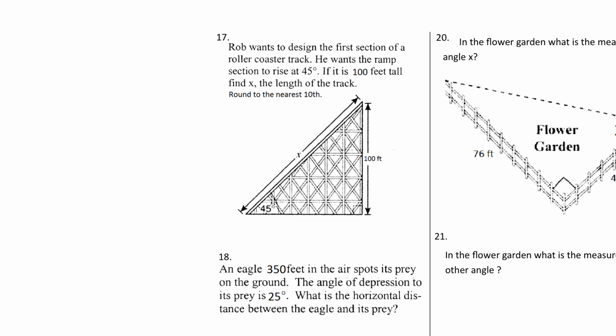So on number 17, all right, this is 45 degrees. Yeah, so this is the same thing as number 5 and 7. Both of these are going to be the same, and this is 100 times the square root of 2. Which, as a decimal, that's going to be about 141.4 feet.